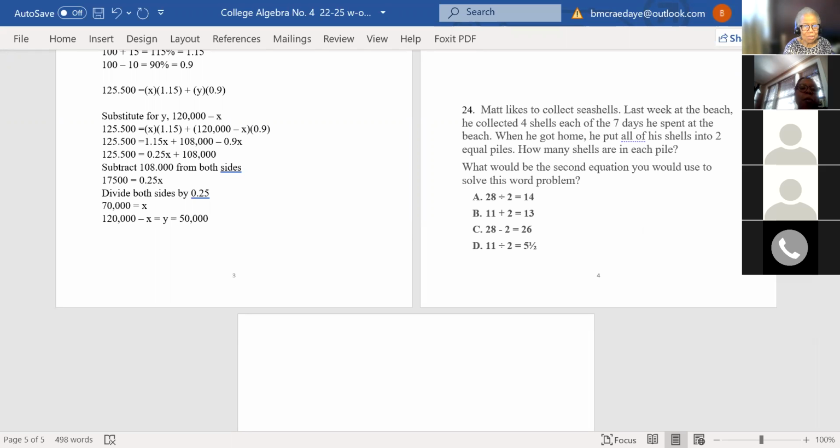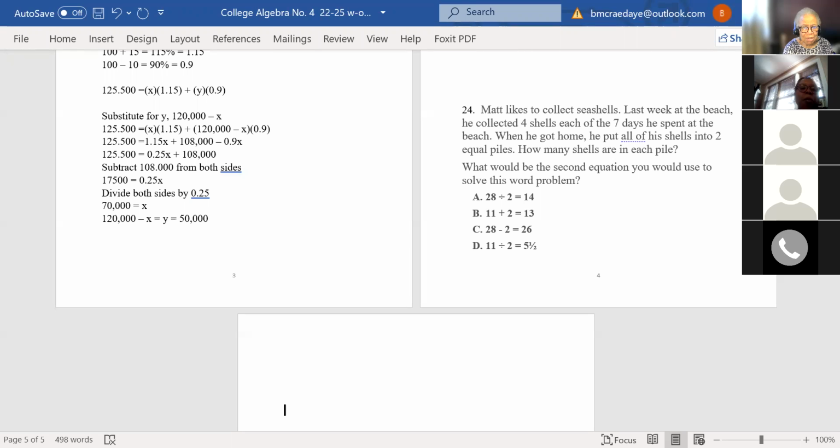Okay. Let's see. Latoya, read 24. Matt likes to collect seashells. Last week at the beach, he collected 4 shells each of the 7 days he spent at the beach. When he got home, he pulled out all his shells into 2 equal piles. How many shells are in each pile? What would be the second equation you would use to solve this word problem?